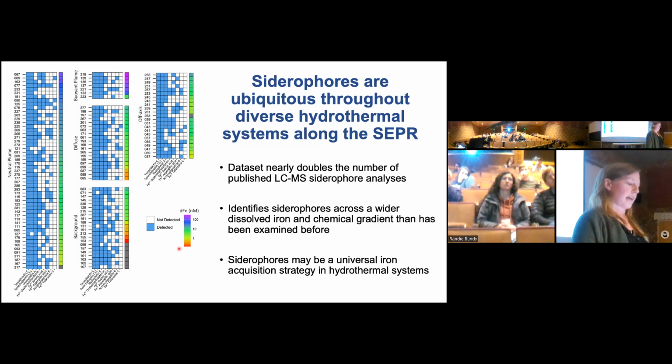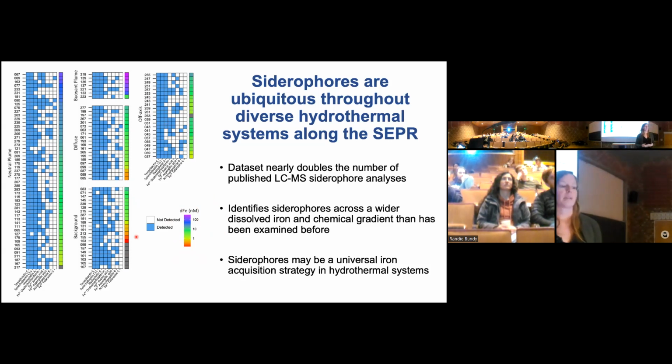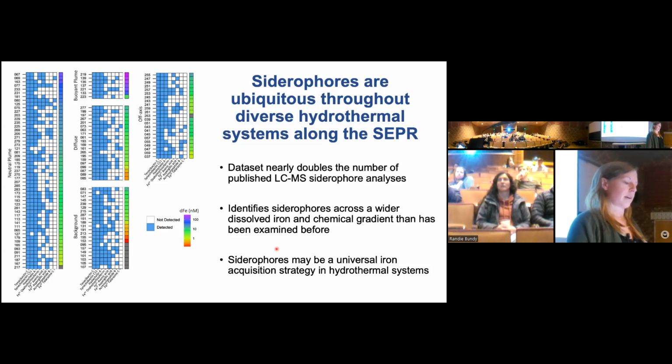The color bars on the side of each are the dissolved iron concentrations, which span a really large range. And there's also not really a pattern with iron environment. So we saw the siderophores present across all these ranges of iron concentrations. This was also exciting because this data set basically doubled the number of published siderophore analyses that we have in the ocean, because we don't have very many measurements. We saw siderophores across a much wider range in dissolved iron than we expected and than we have seen before. And so it suggests that they might be a pretty universal iron acquisition strategy in these hydrothermal systems and maybe in the ocean in general.